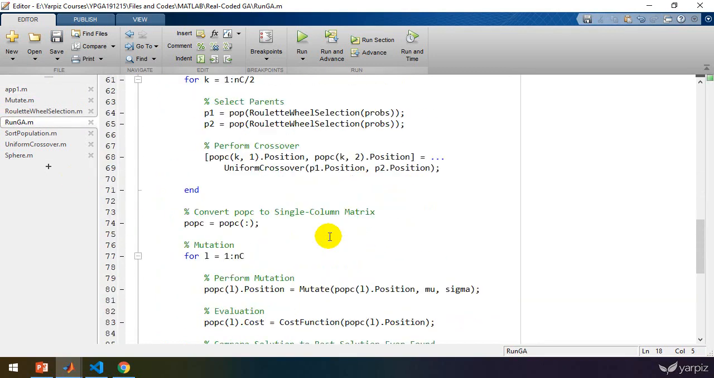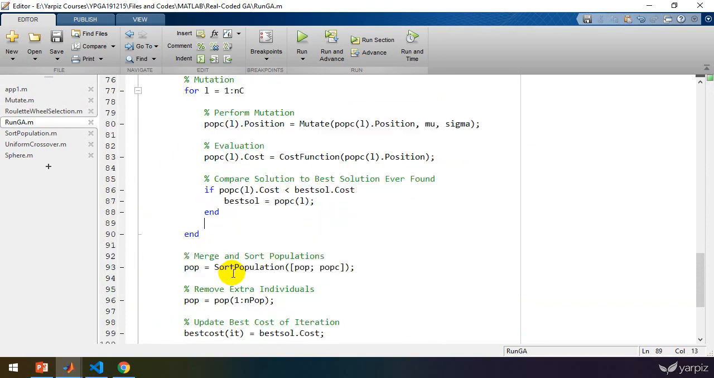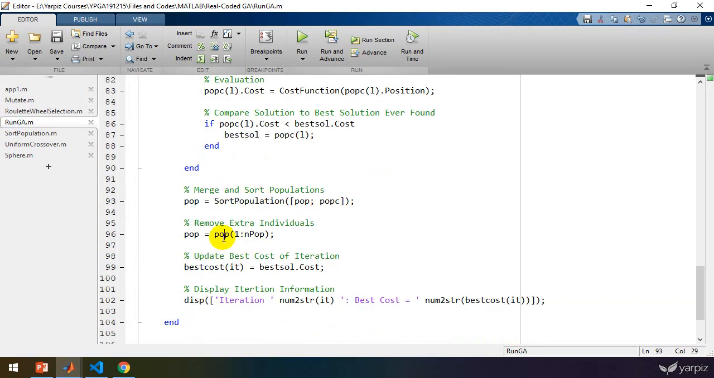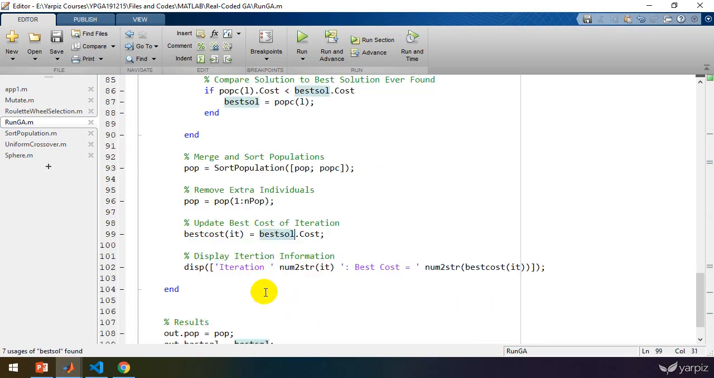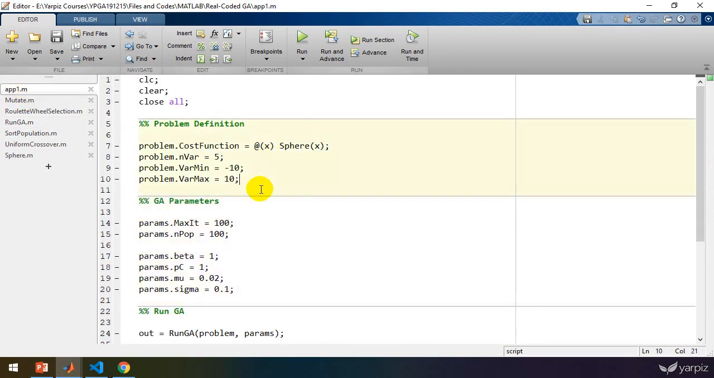And if I go down, I mutated the newly created offspring. We evaluate this and we compare to the best solution ever found, sort the population, select the best part, store the record, and show the iteration information. That's it, I think we're done, and we can run the genetic algorithm.